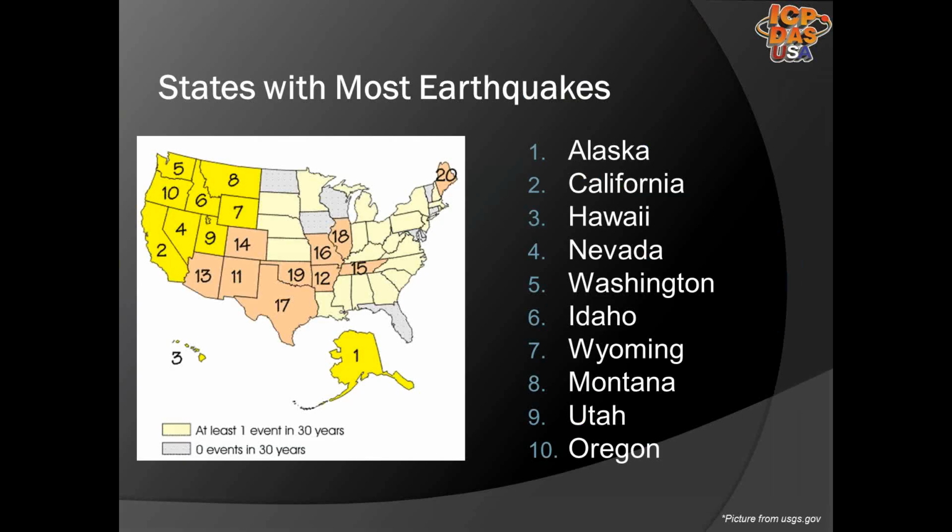Alaska, California, Hawaii, Nevada, and Washington are the states with the most earthquakes. The number of earthquakes in Alaska account for more than half of all the earthquakes in the U.S. This image shows the states with the most earthquakes. The western half of the U.S. has more quakes than the eastern half. Some states haven't had any earthquakes in 30 years. Earthquakes centered in one state may produce damage in another.